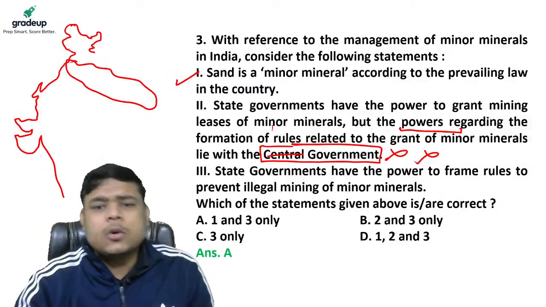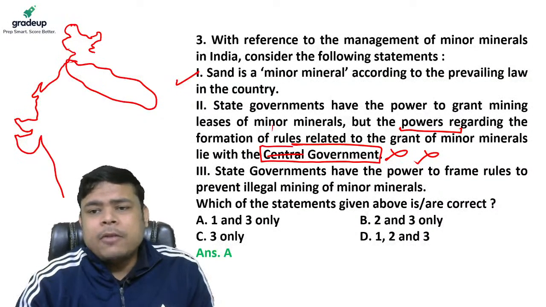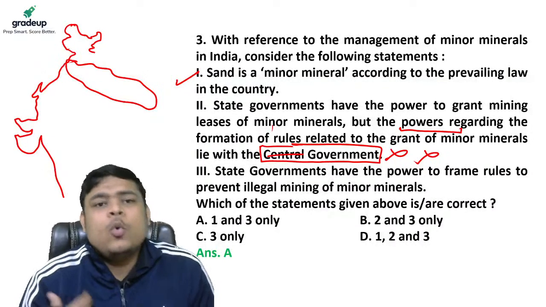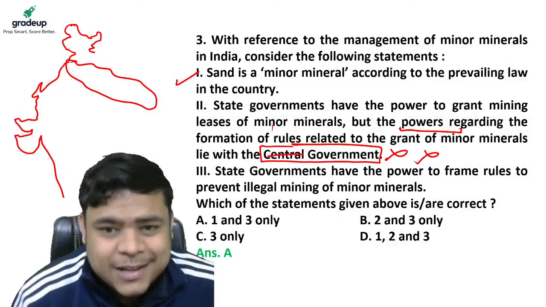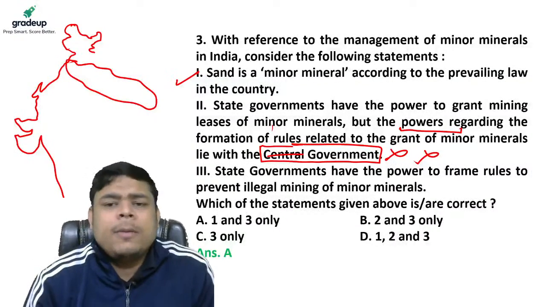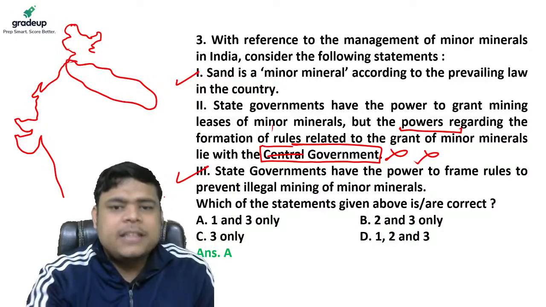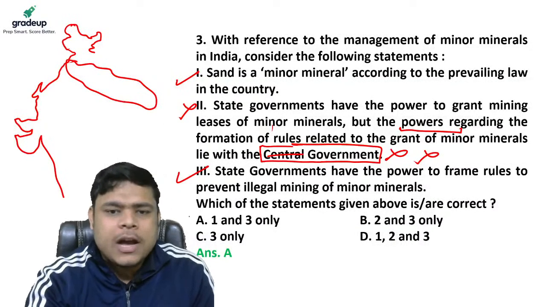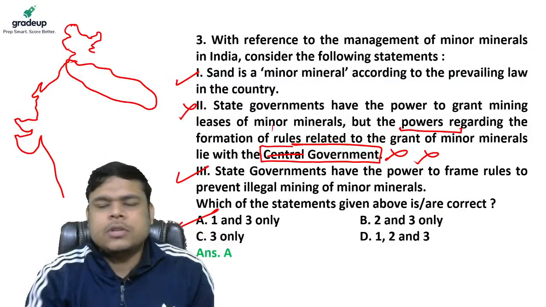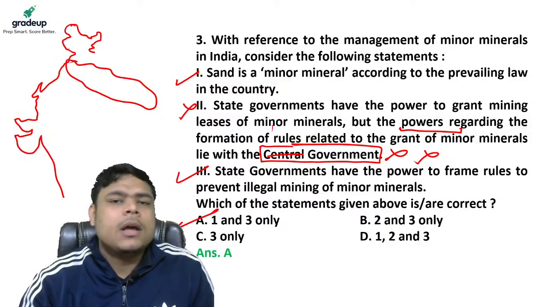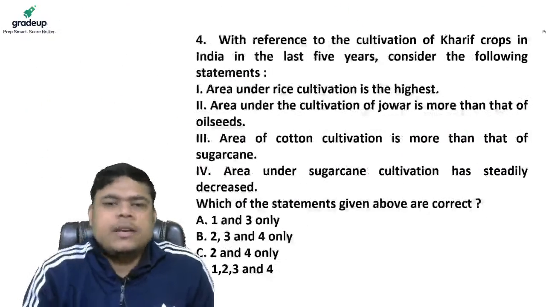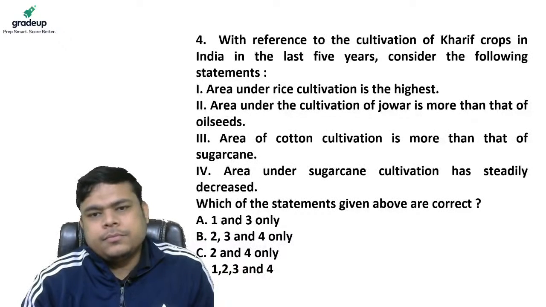Then the third statement: the state government has the power to frame rules to prevent illegal mining of minor minerals. Obviously, who will create laws to prevent illegal mining? Obviously, the state government. It has the power under the MMRDA Act. Hence, 1 and 3 are correct, 2 is wrong. The answer will be A. Very, very simple question, guys. You just need to know about the MMRDA Act. Next question, guys. Take time.